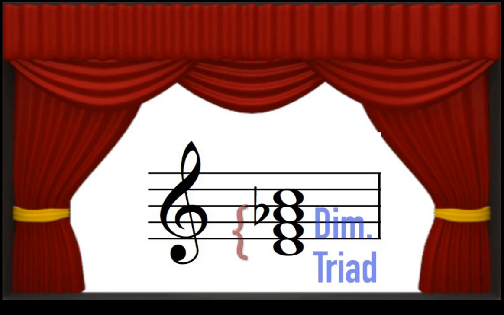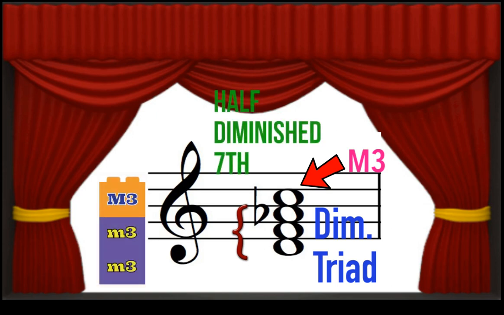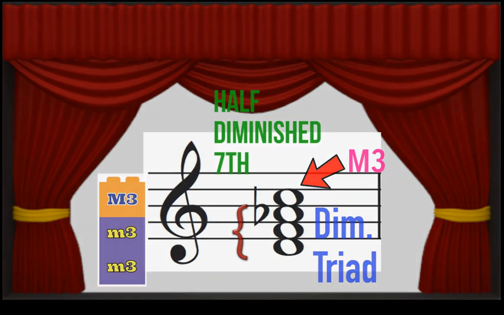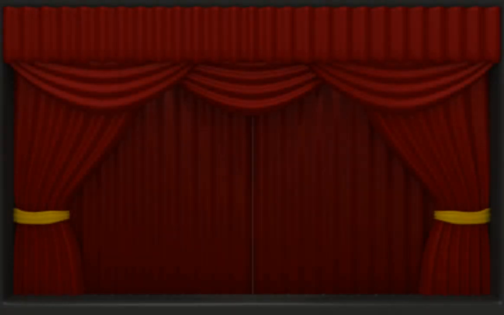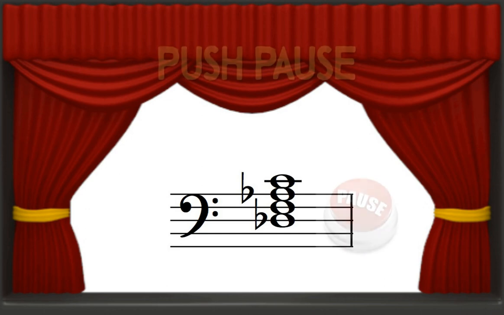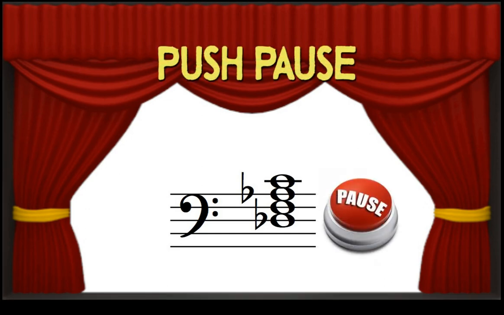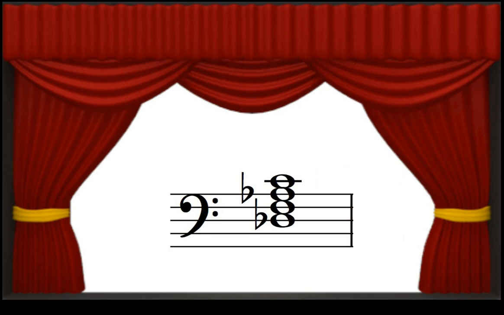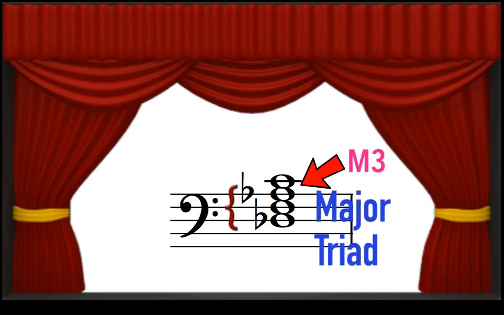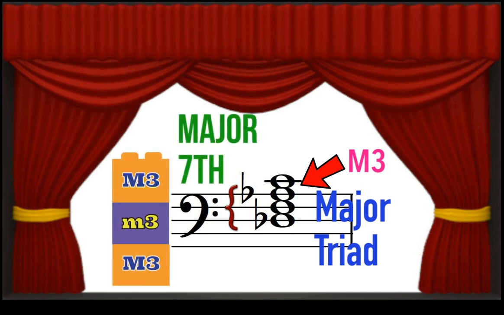This diminished triad at the base makes it one of two possible chords, but when we add a major third on top, that makes it half diminished. Did you note the clef on this? If you did, you'd see we have a major triad with a major third on top, and that is a major seventh chord.